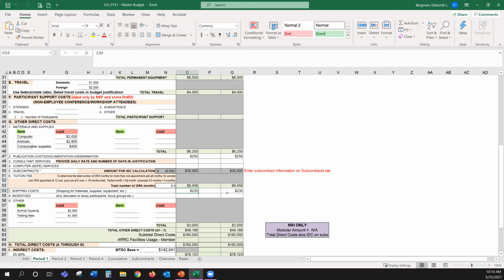And the rates are different in years 3, 4, and 5 because the tuition remission is going up. So it'll depend on what the dates are for your proposal. Your PDS may adjust that as well.